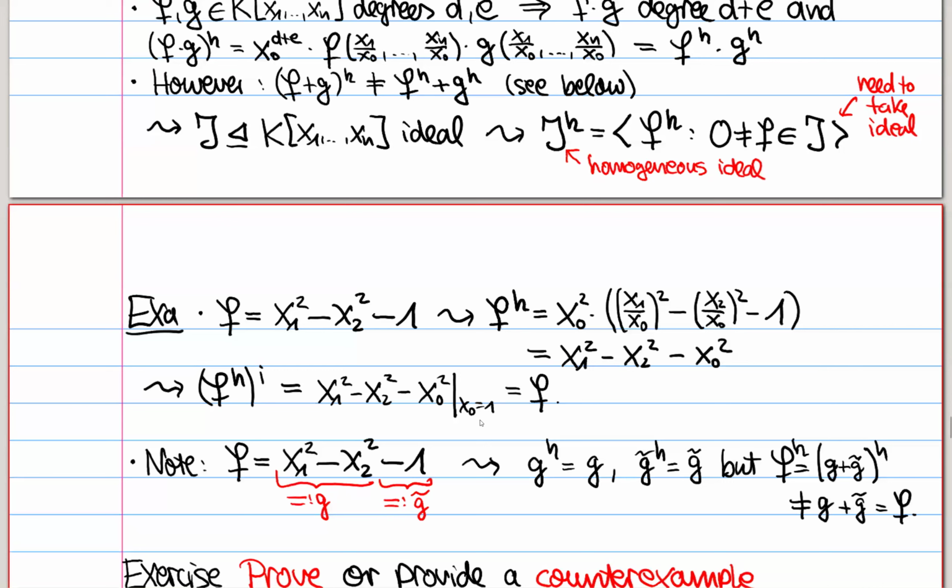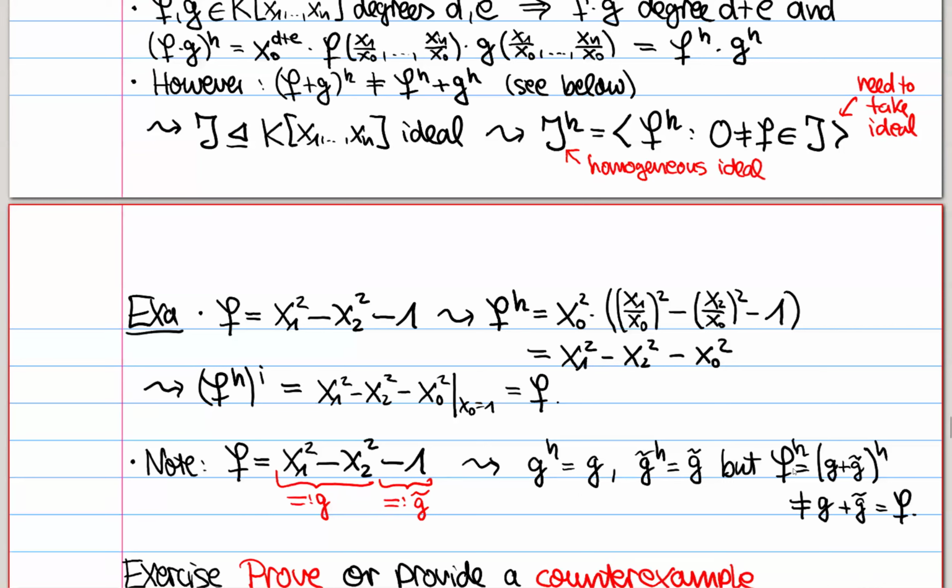And then it's clear from the recipe, setting x0 to be 1 just recovers f again. So this is actually always the case. And here we see an example that this property doesn't hold, because you can write f as the sum of two things: its degree 2 part and degree 0 part. And both of these are, of course, homogeneous. So if you apply the homogenization, it doesn't do anything.